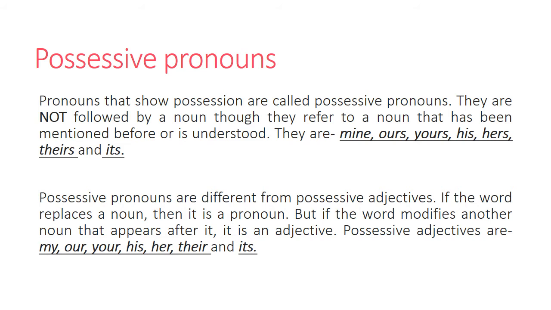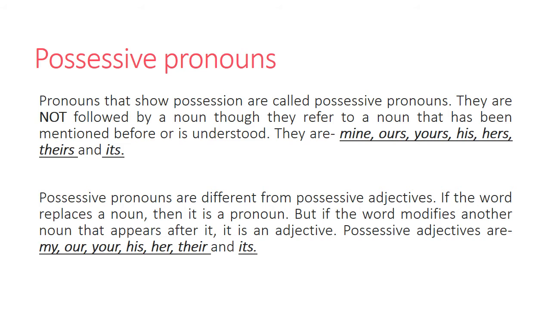Now, why did we specify that they are not followed by a noun? Because sometimes these same words are used as possessive adjectives, but there is a difference. Let's see. Possessive pronouns are different from possessive adjectives. If the word replaces a noun, then it is a pronoun. But if the word modifies another noun that appears after it, it is an adjective. Possessive adjectives are my, our, your, his, her, their, and its.